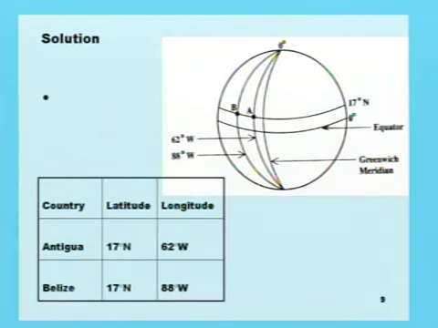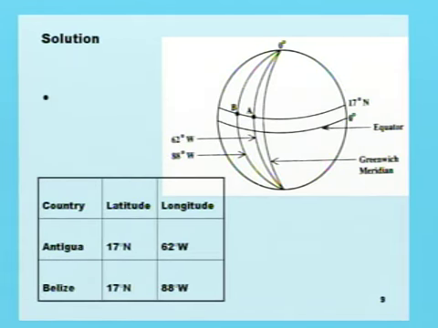Here is the solution. We have a picture of the Earth. We draw our equator that's going through the middle across the globe, and name that 0 degrees. Above it, we draw another circle, label it 17 degrees north. Then we look for the great circle, and we have to go west of the Greenwich meridian, which is marked here.